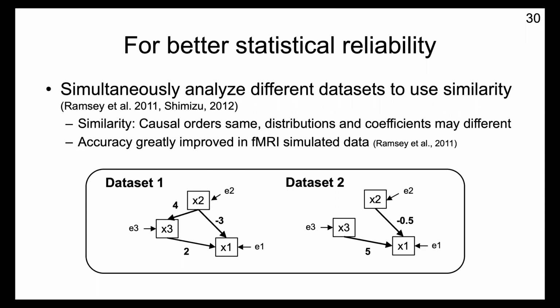Although they are different datasets, in many cases, the causal order between the variables will be considered not to be opposite. The distribution and the coefficients may be different, but the orders will be the same in many cases. So we use this similarity in causal order to improve the statistical reliability by simultaneously analyzing those datasets.